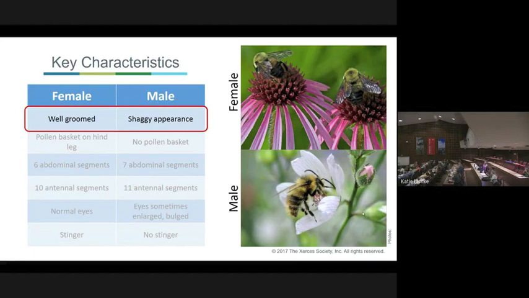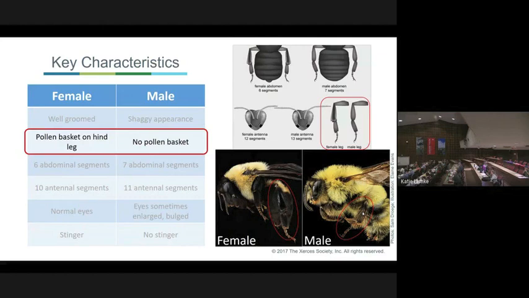The next thing you want to look for is the hind leg, right? So here we have the female with the corbicula, that big triangular portion, and you can see that the male bee does not have that. He has hairs in there, and it's a little bit slimmer.